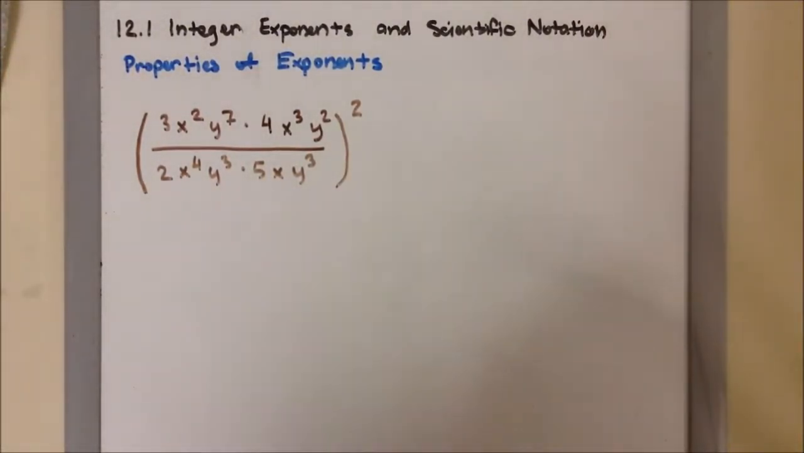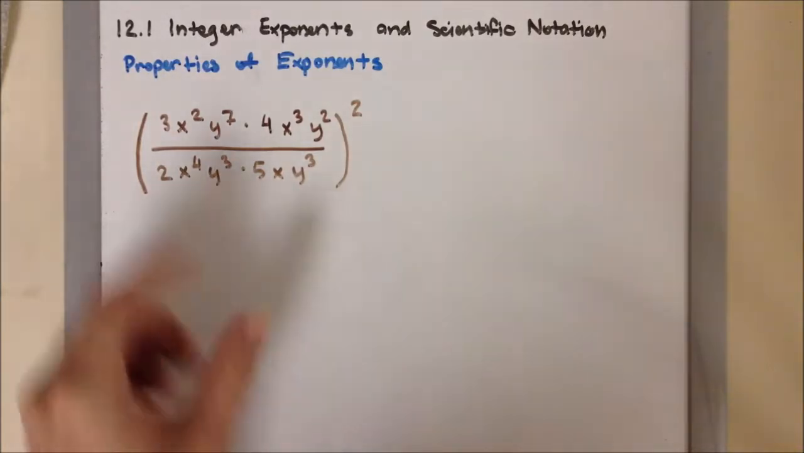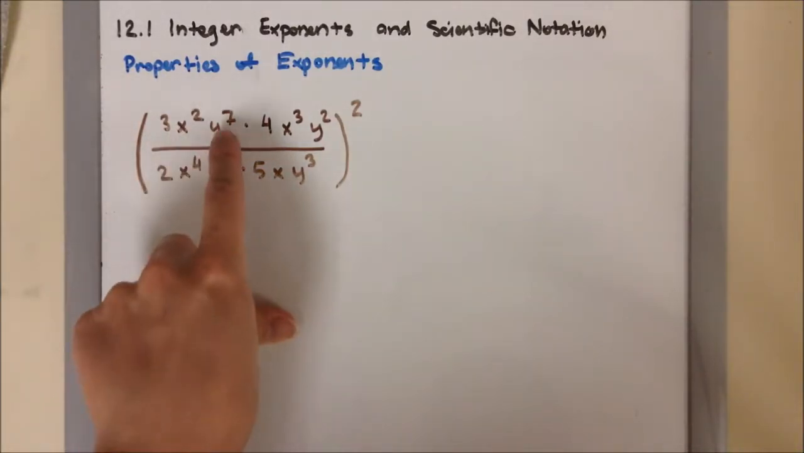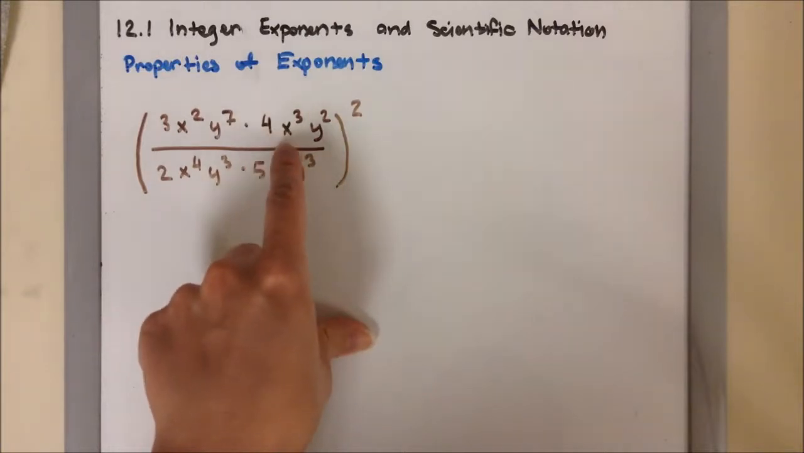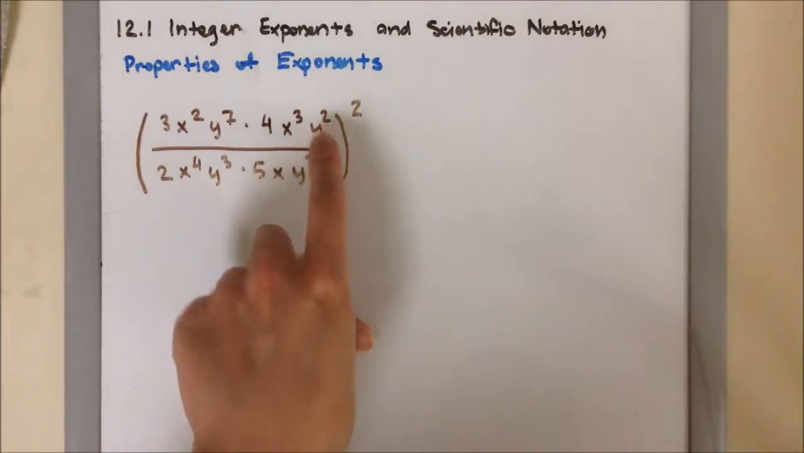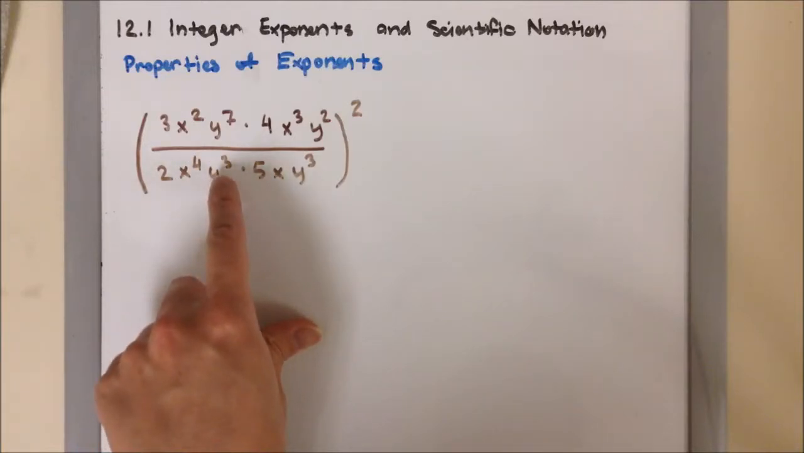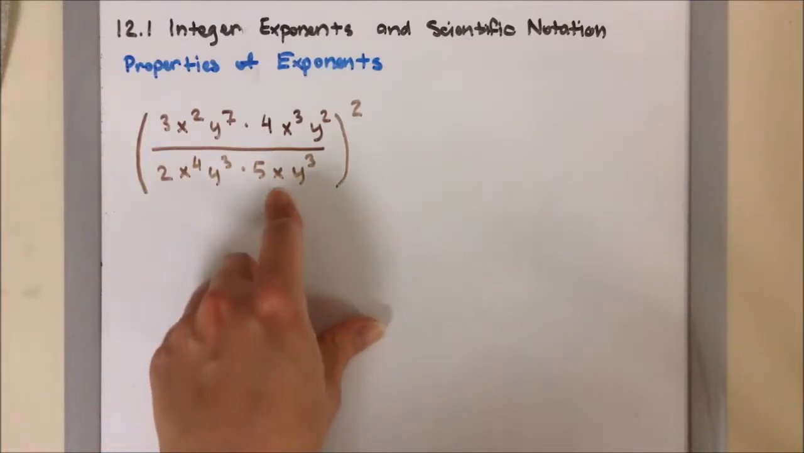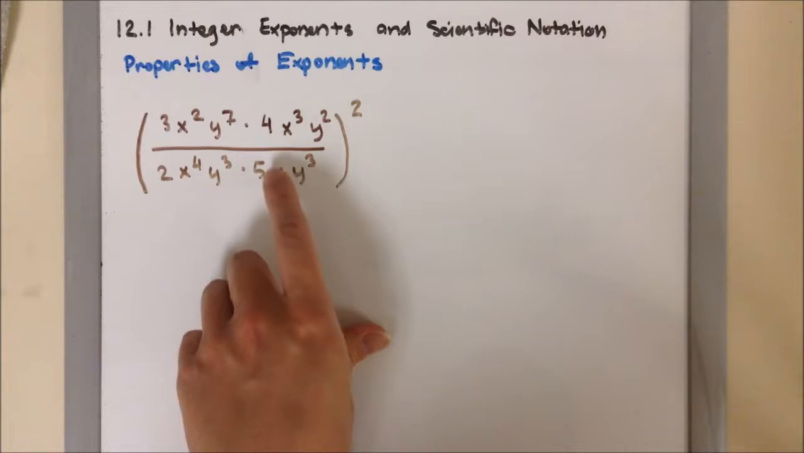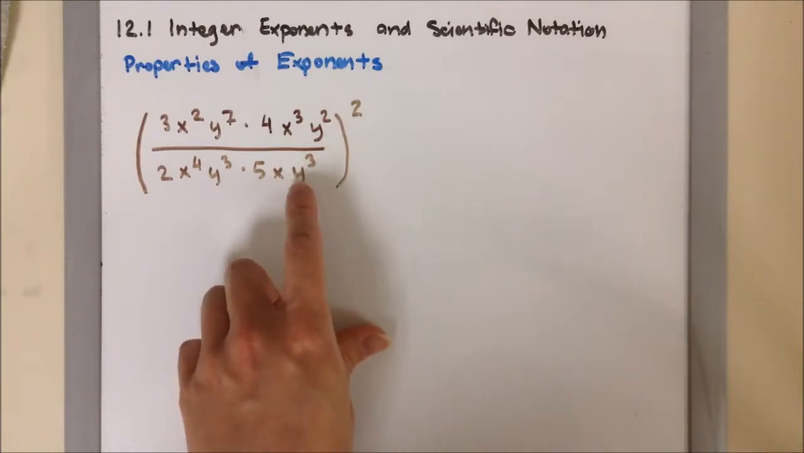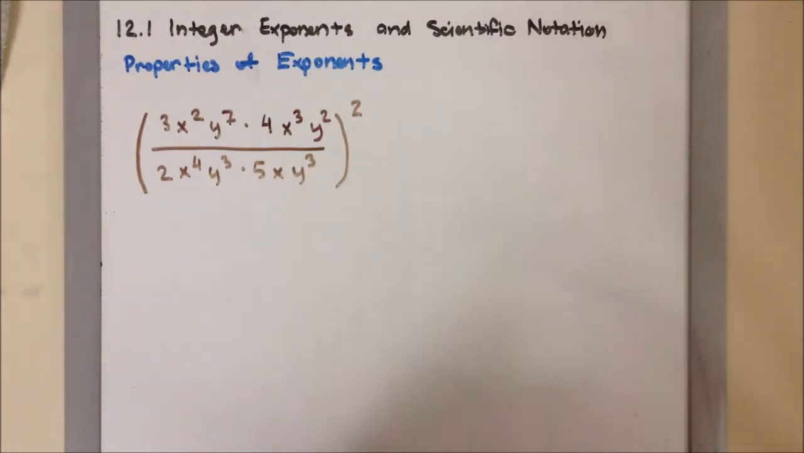In this example, we have yet another large fraction. So let's take a look at the numerator. We have 3x squared y to the 7th power times 4x to the 3rd y squared. In our denominator, we have 2x to the 4th y to the 3rd times 5x, and since this is an x, it's an invisible 1, with the y to the 3rd power. So let's combine the numerator and the denominator together.